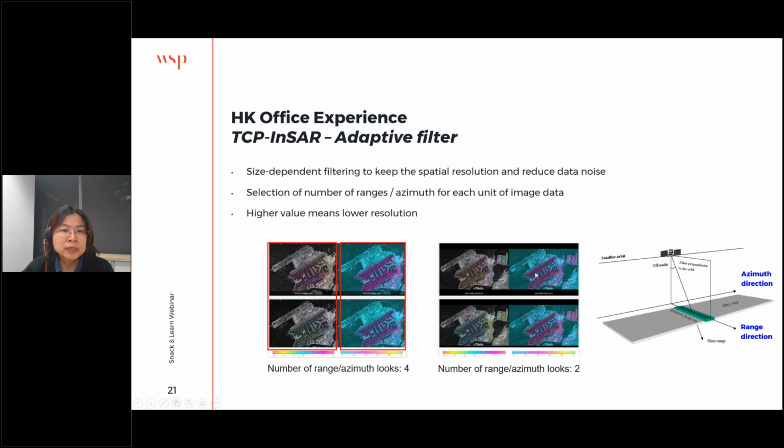We also adopt an adaptive filter, considering that this site is near the sea, so there will be atmospheric effects and refractions. With this technique we use adaptive filters, taking the mean value for lower resolution. It is kind of an improvement of the data processing techniques.